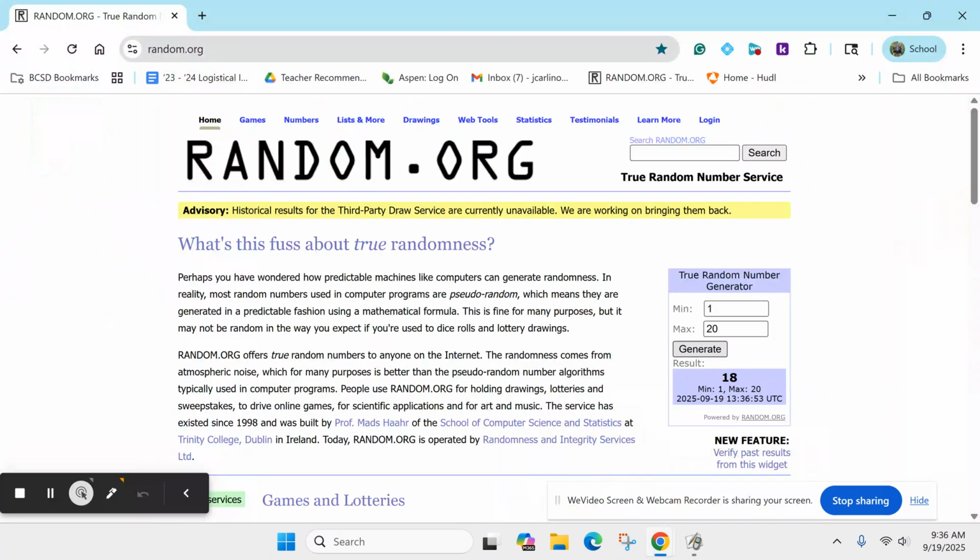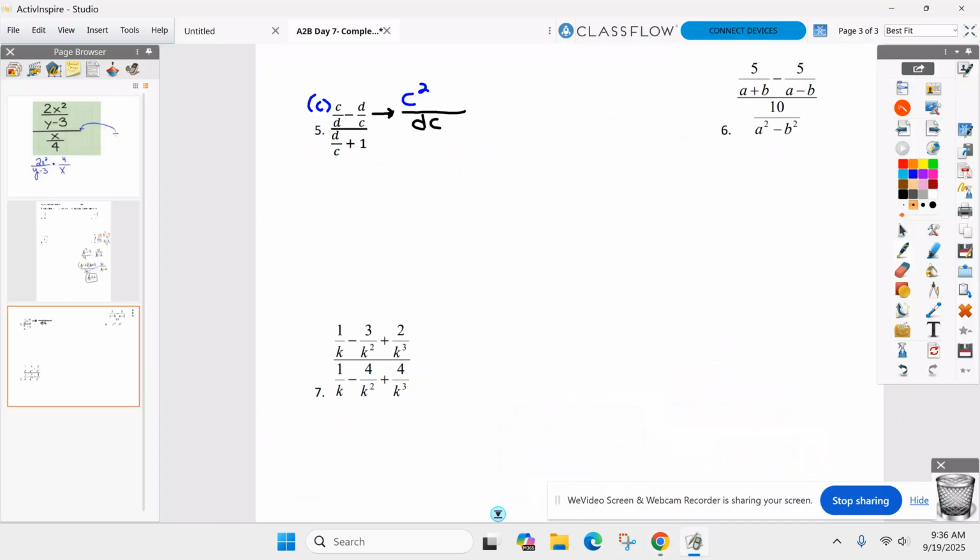Next fraction. Wes. Wesley or Wes? What do you want? Wes, you got it, boss. What D over C? What's the denominator? C. But I need CD. What do you want me to multiply by? D. Multiply by D. And what do I have there? Minus D squared. You all right? Good man. Good job. I like it.